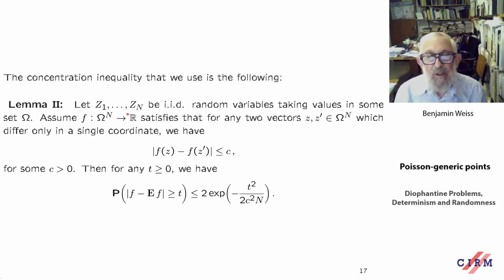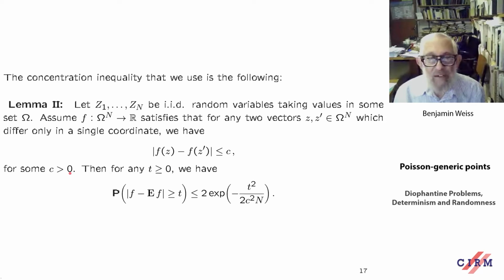The specific one that we need is you have independent random variables, but now you take some function of these random variables. And this function should satisfy the property that if you take two elements which differ in a single coordinate, then the function differs by at most C. This is a kind of Lipschitz condition.